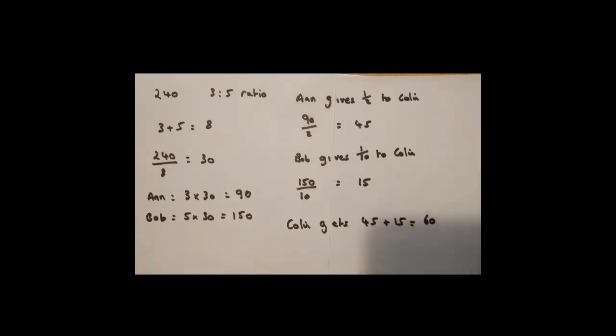So to work out the fraction that Colin gets, we do 60 over the total amount, which is 240, so 60 over 240, which we divide through by 10, and that allows us to take off the zeros. That gives us 6 over 24, and then 6 goes into 6 once, and 6 goes into 24 4 times. And that gives us a final result of 1/4.